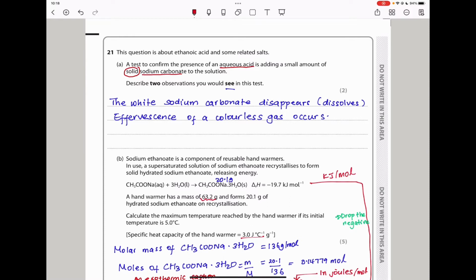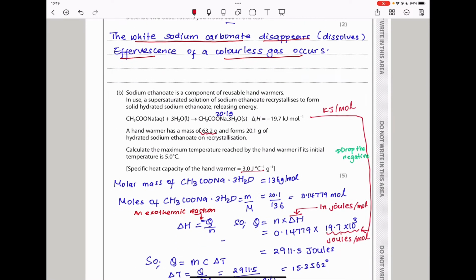We know this aqueous acid, when you add sodium carbonate, carbon dioxide gas is going to be produced because a carbonate reacting with an acid produces carbon dioxide. So effervescence is going to be observed. Effervescence of a colorless gas occurs. That is an observation. The other observation is the solid is going to disappear as the solid reacts with the acid. So a white solid, sodium carbonate, will disappear or it will dissolve. So let's continue to the next part.